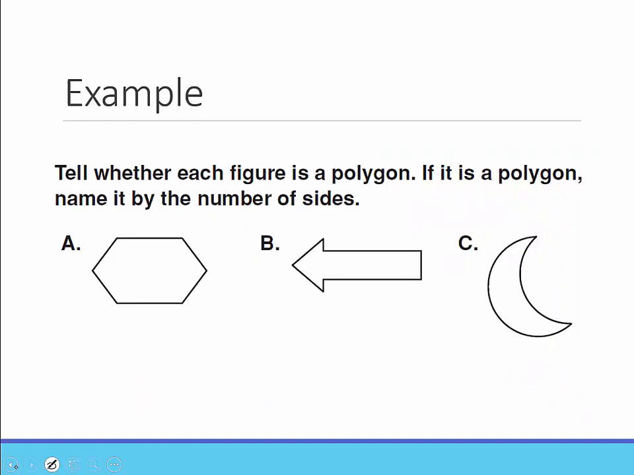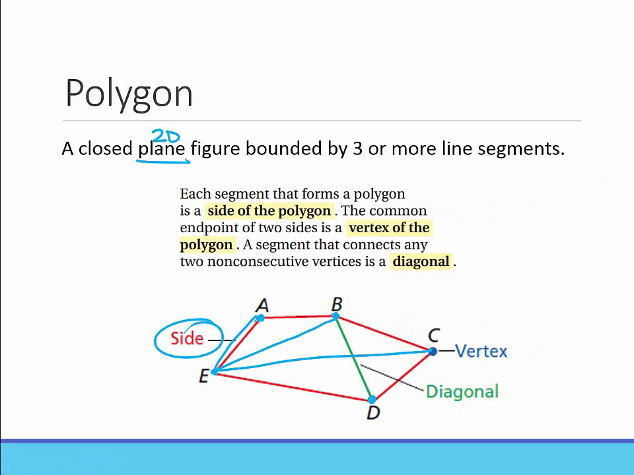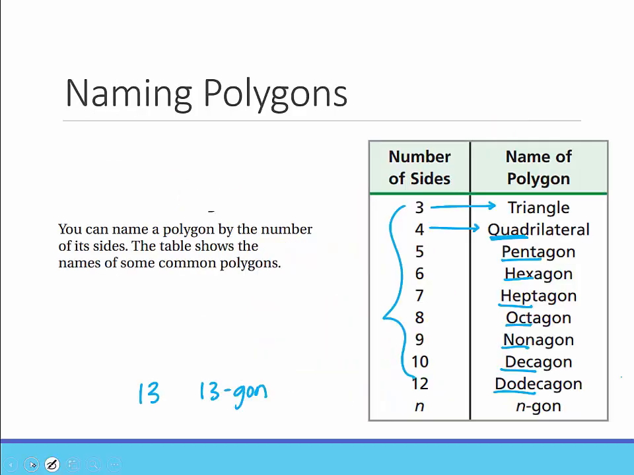So for an example, tell whether each figure is a polygon. If it is a polygon, name it by the number of sides. So in order to be a polygon, remember that you have to have a closed plane figure, which everything's going to be 2D, bounded by 3 or more line segments. That means that they need to be straight. A line segment cannot be curved.